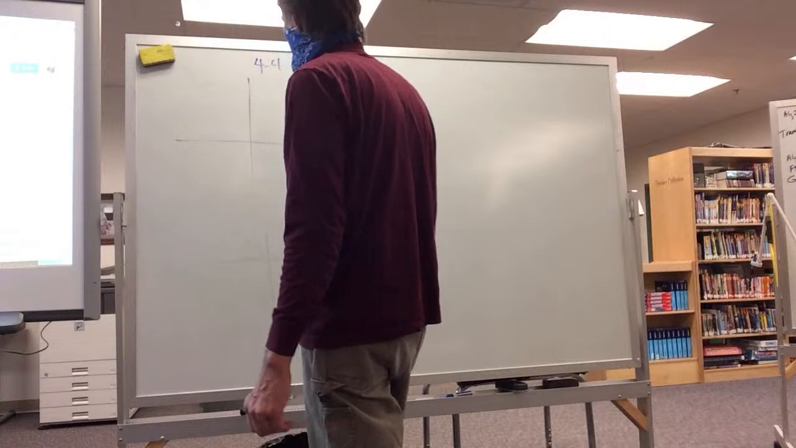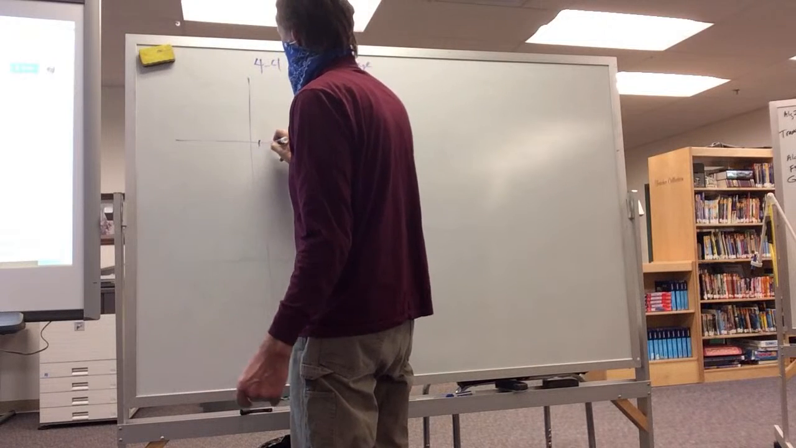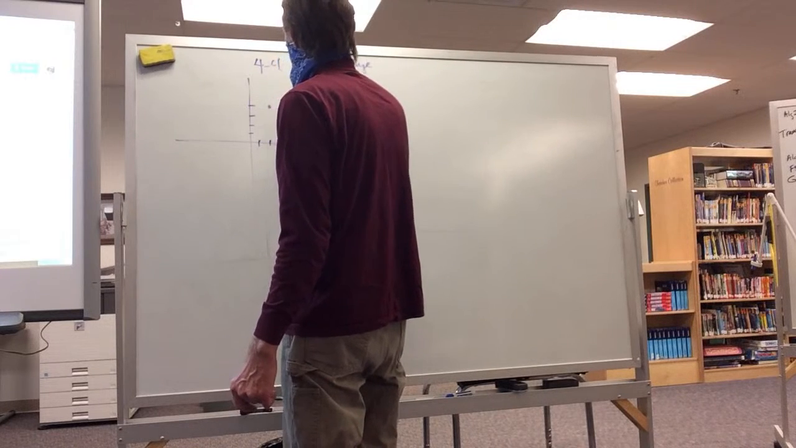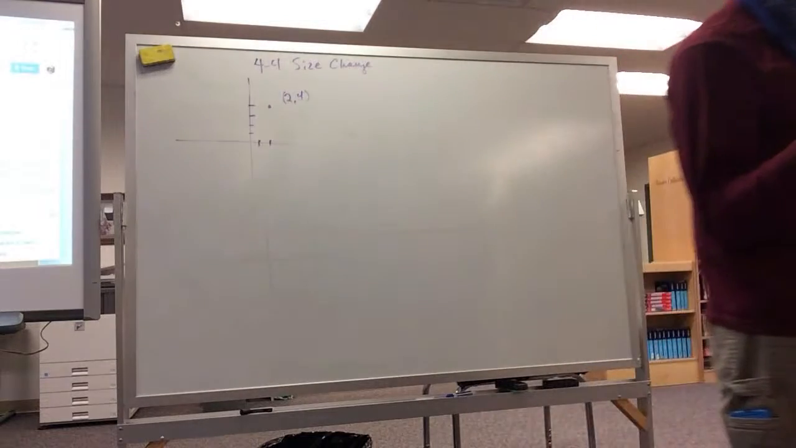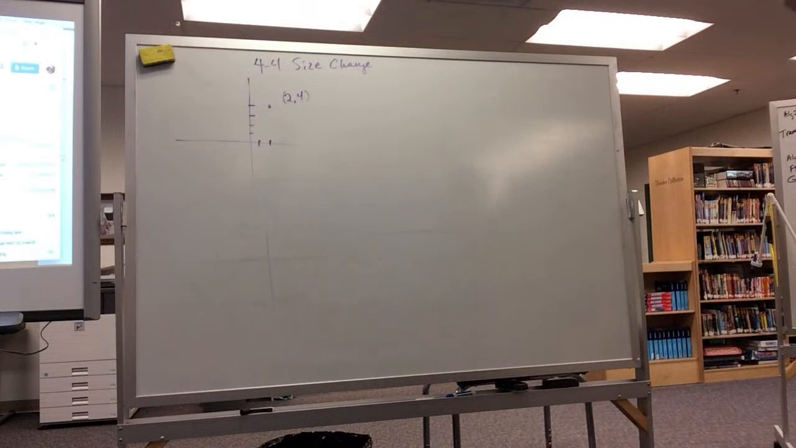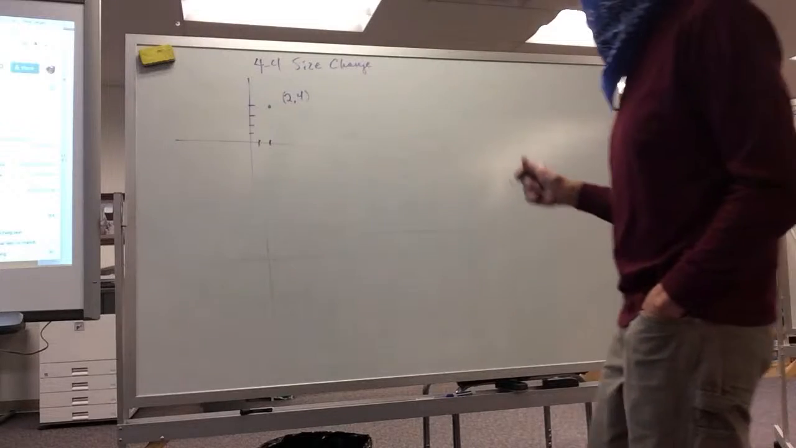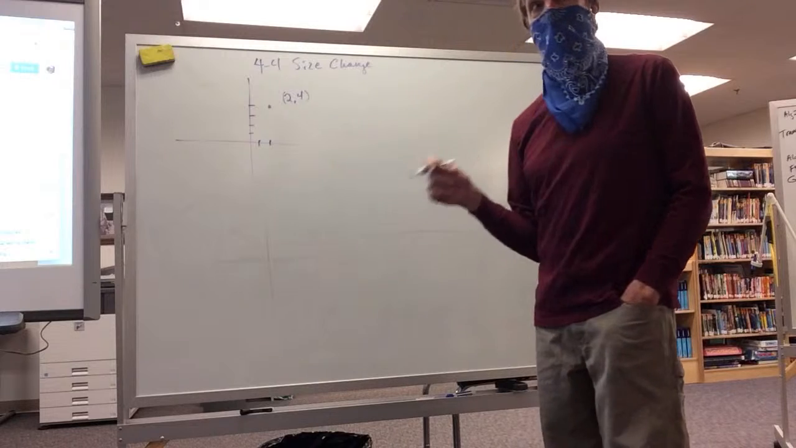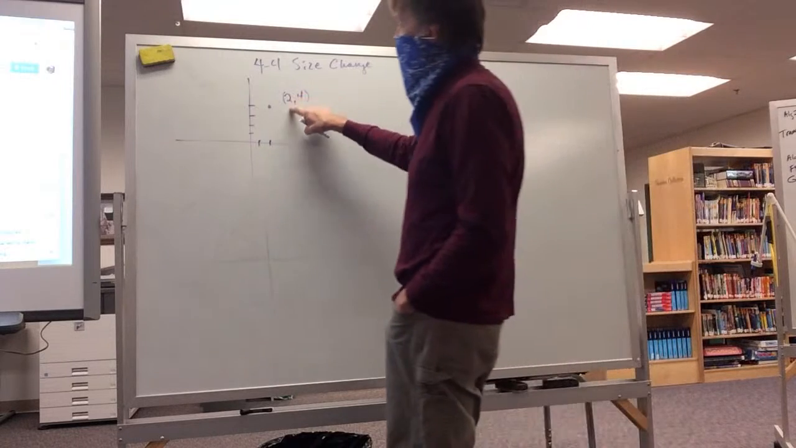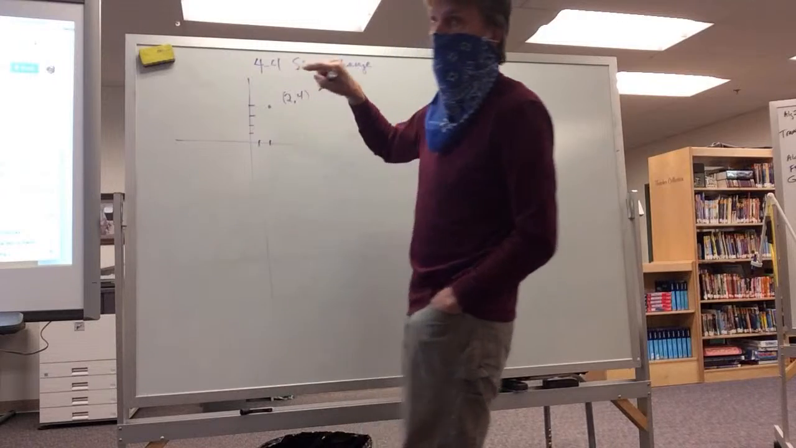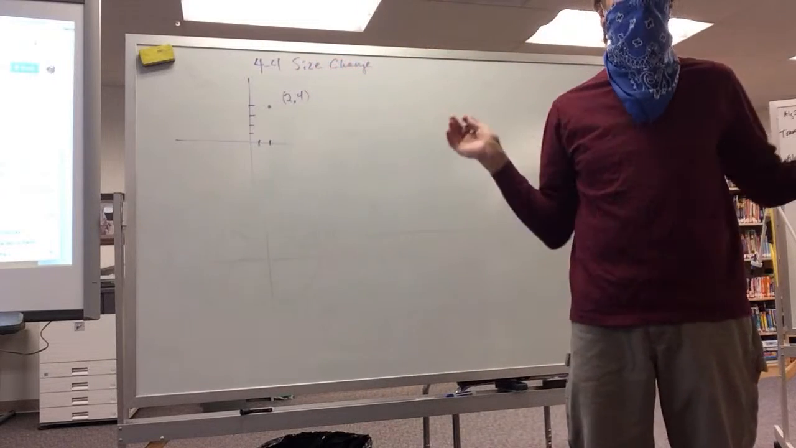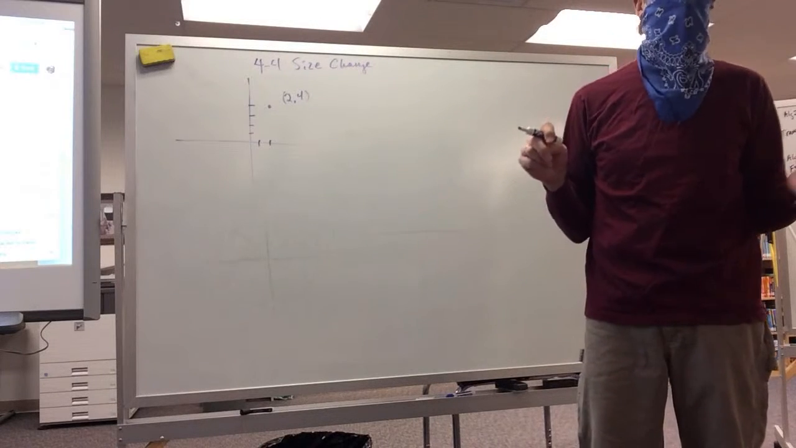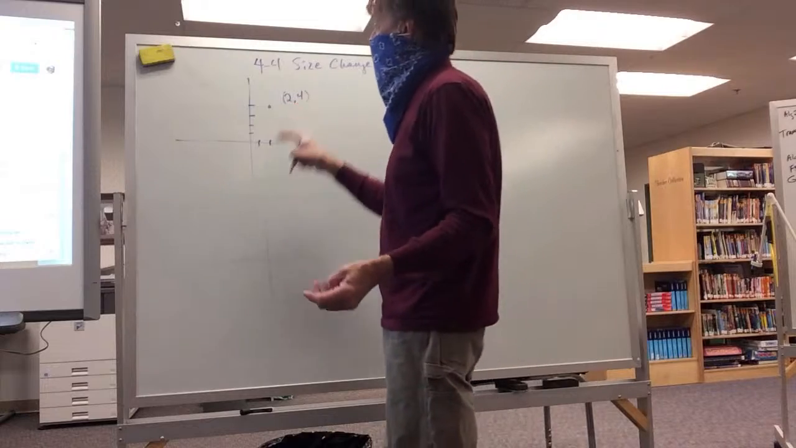So if you took a point, let's say it was (2, 4), and that point was a part of some figure, like a triangle or a star or a doghouse, whatever shape. If you applied a size change to it, you would be multiplying the x and the y value by something. Let's say you're going to make it twice as big. Then you would have to multiply it by 2. If you're going to make it half as big, you'd multiply each of these by a half.